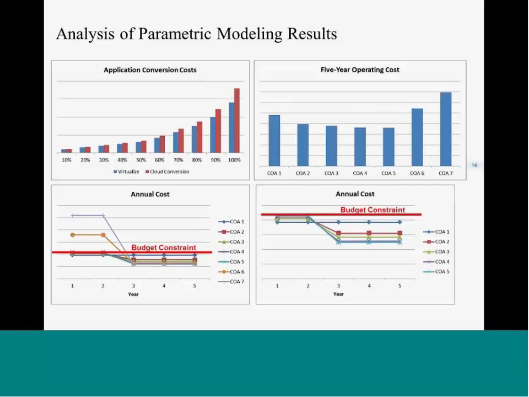In the lower right graph, we're able to take a closer look at the annual costs of courses of action 1 through 5. And as we look closely at course of action 5, we get a sense for why its 5-year operating cost is lower than all of the others. So hence, virtualizing or porting to the cloud 60% of our applications, along with some fundamental system administration productivity improvements, as called out in COA 5, that provides our best value solution.